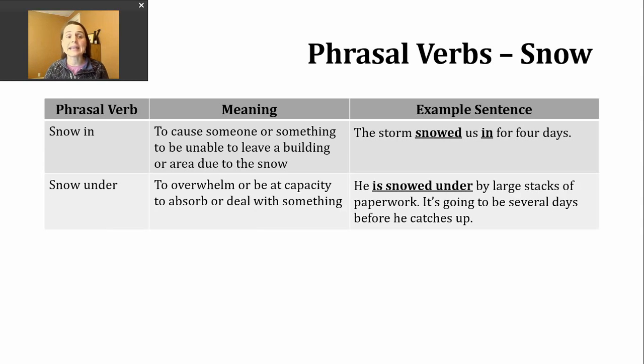The first one is to snow in. And this means to cause someone or something to be unable to leave a building or maybe a particular area due to a large quantity of snow. Here is an example of this usage in a sentence. The storm snowed us in for 4 days. So what this sentence is suggesting is someone was unable to leave their home for 4 days because there was such a huge quantity of snow.